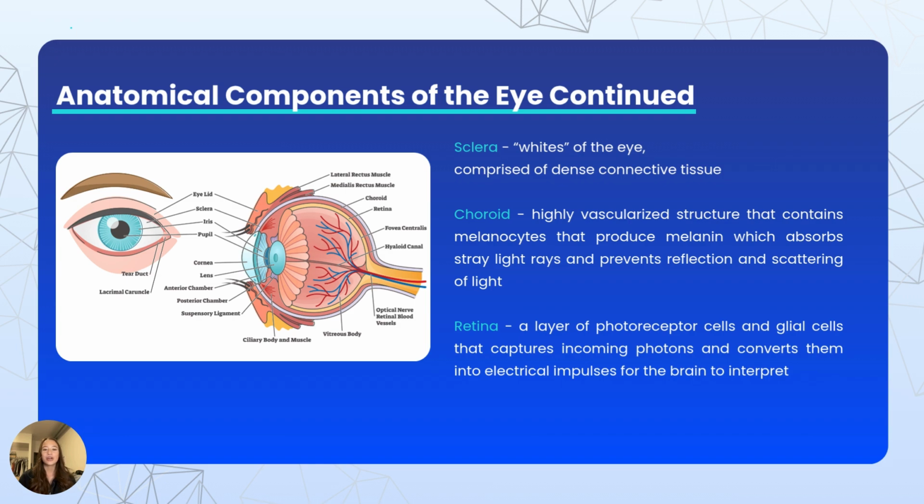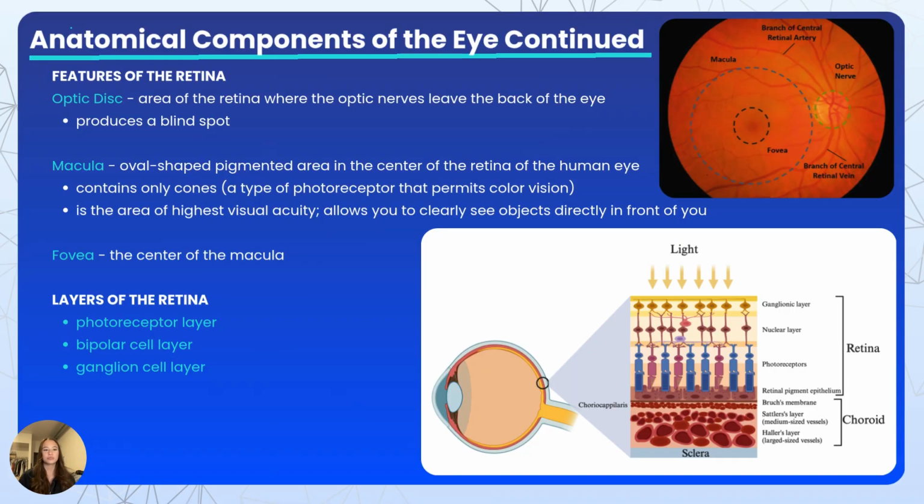There's also the choroid, which is a highly vascularized structure that contains melanocytes that produce melanin, which absorb stray light rays and prevent reflection and scattering of light. There's also the retina, which is a layer of photoreceptor cells and glial cells that captures incoming photons and converts them into electrical impulses for the brain to interpret.